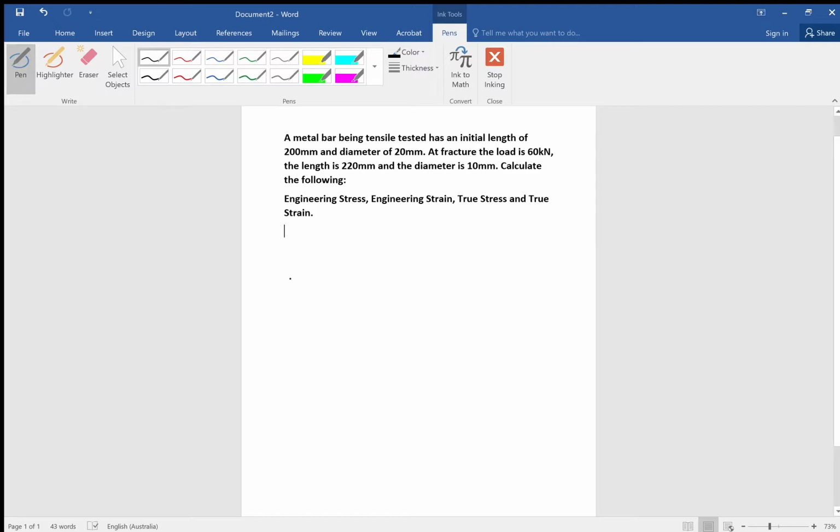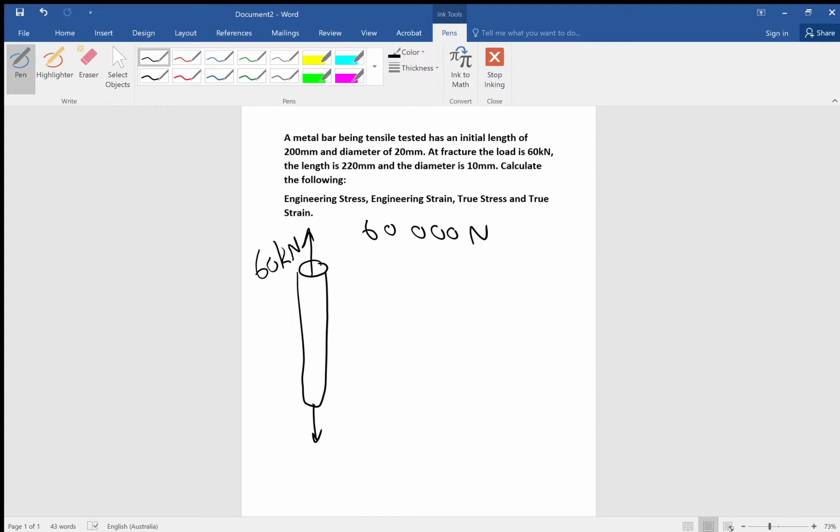For this situation, we'll draw the picture so you can get an idea of what it looks like in your mind. We've got a bar, and we're applying a load to it. The force that we're applying is 60 kilonewtons, which we know is 60,000 newtons. Before we start stretching it, it has a diameter of 20 millimeters. So the distance across this circle is 20 millimeters before we apply the load.